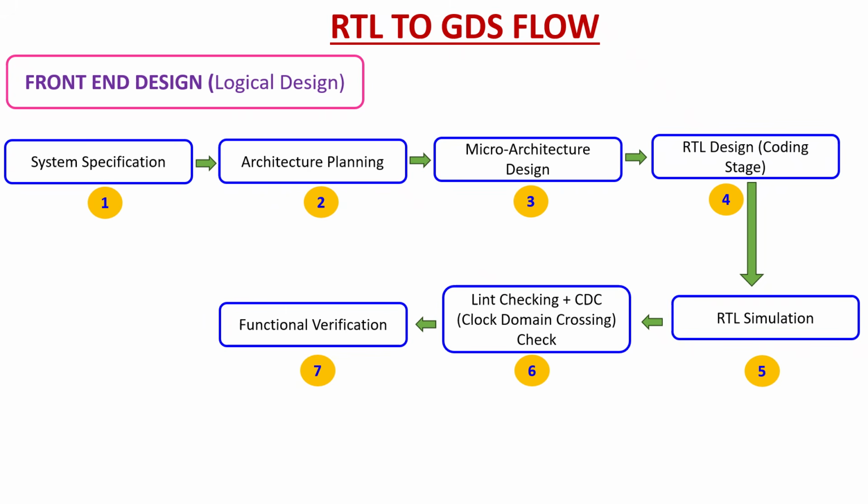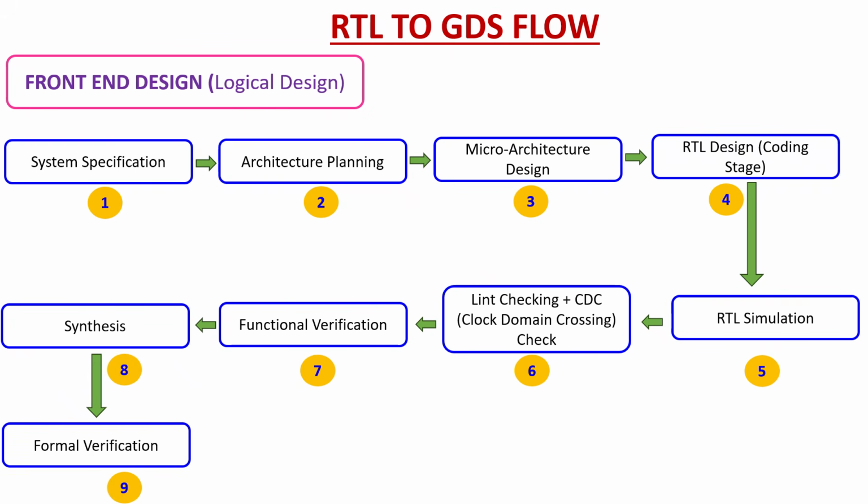The next stage is functional verification. Here, it thoroughly tests the design to ensure correctness across all possible scenarios. And the next stage is synthesis. In this stage, it translates the RTL into an optimized gate level netlist using standard cell libraries. And the next stage is formal verification. In this stage, it confirms the synthesized netlist is logically equivalent to the original RTL.